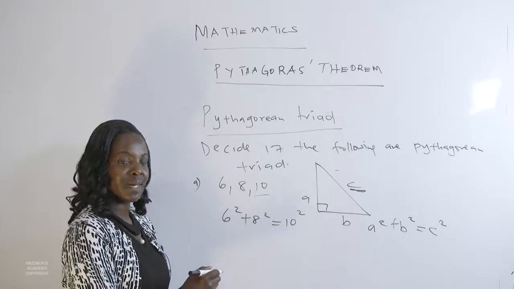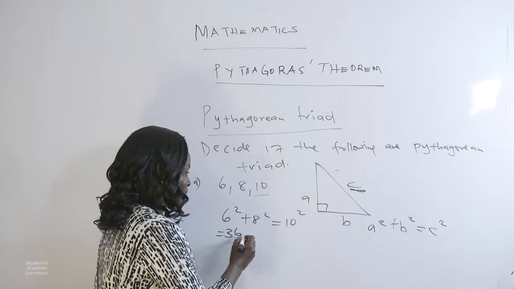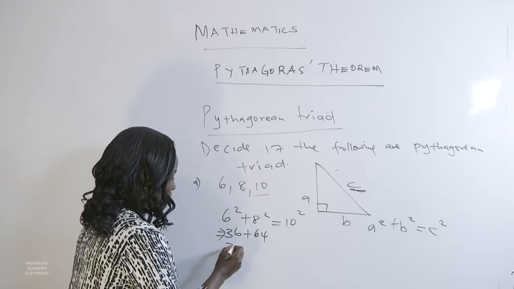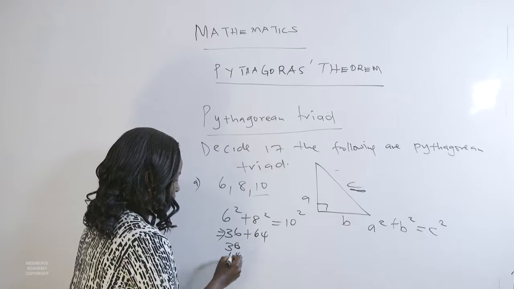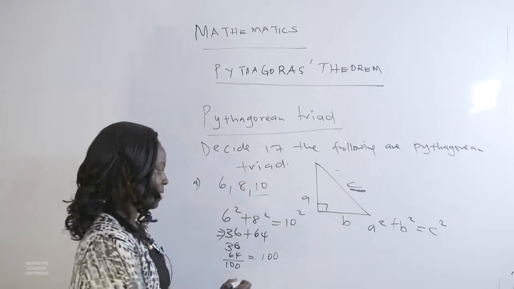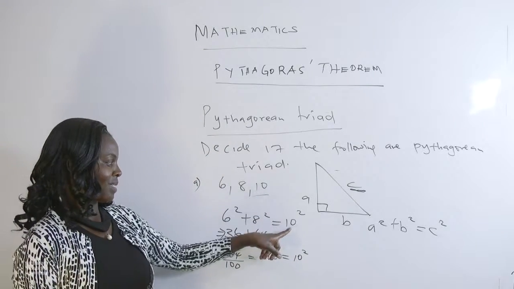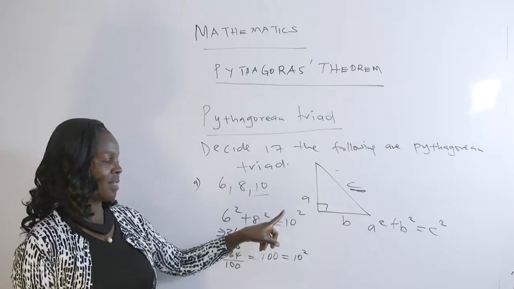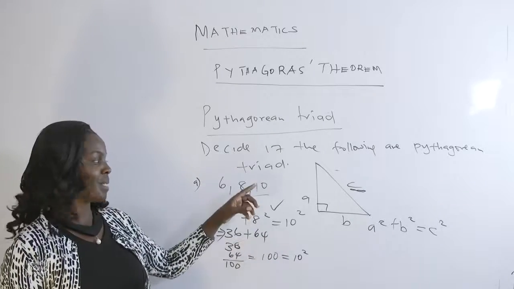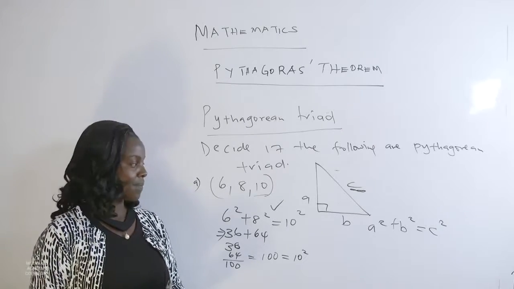6 squared is equal to 36. 8 squared will be equal to 64. Let us add 36 and 64. That will give us 100. 100 is the same as 10 squared. So that means 6 squared plus 8 squared is equal to 10 squared, which is right. If that is the case, then this means that the three whole numbers are a Pythagorean triad.